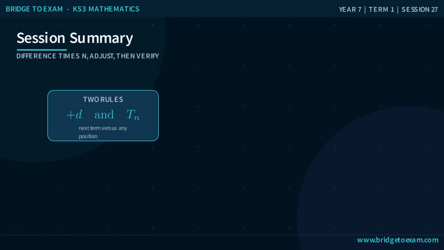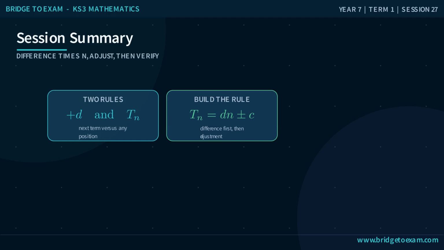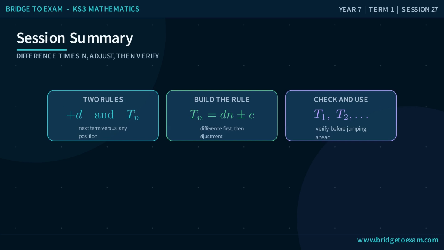Let's wrap up. A term-to-term rule moves from one term to the next. An nth term rule jumps directly to any position. For a linear sequence, the constant difference becomes the coefficient of n. Compare those multiples with the actual terms to find the constant adjustment, then verify your rule using at least 2 positions.